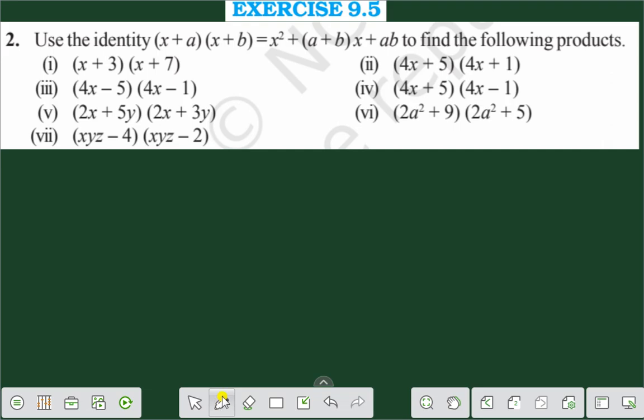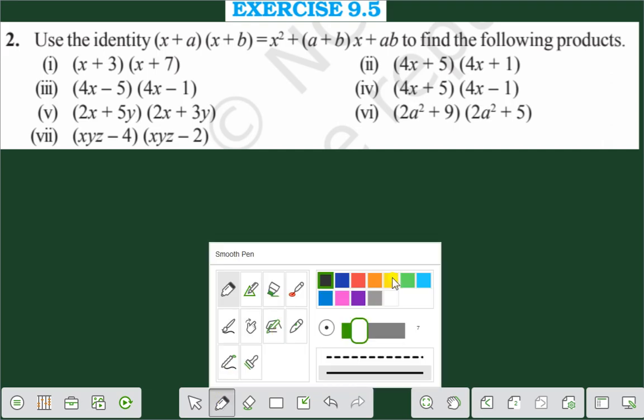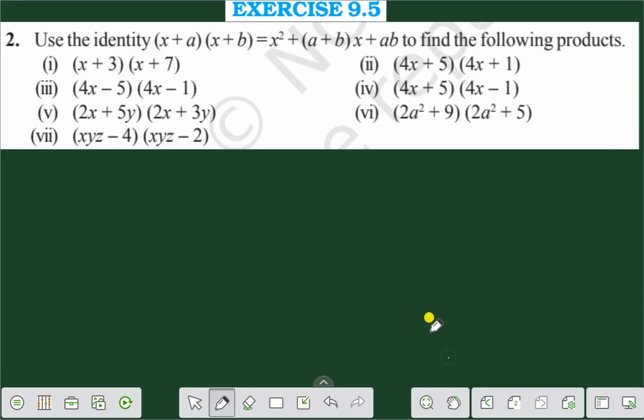Let us first solve question number 1. Here question 1 is (x + 3)(x + 7). You have to use this identity that (x + a)(x + b) is equal to x² + (a + b)x + ab.